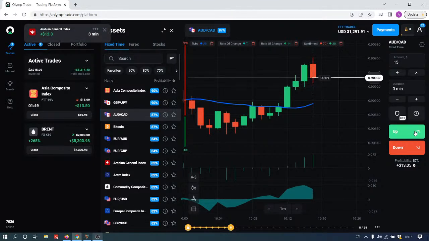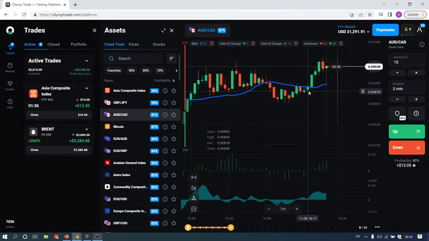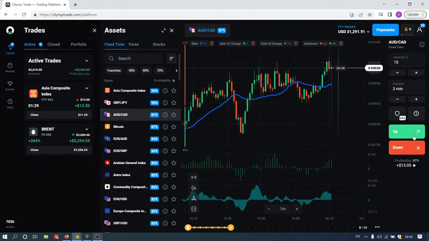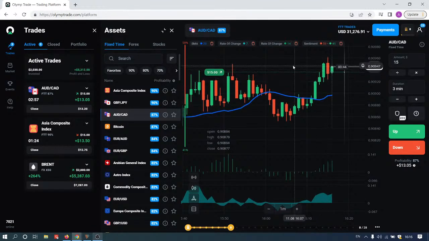So this can be an interesting trade here. We had a nice little upwards push here, and we're kind of stuck here. But let's just open the trade because I think we still have enough momentum to keep this price going.